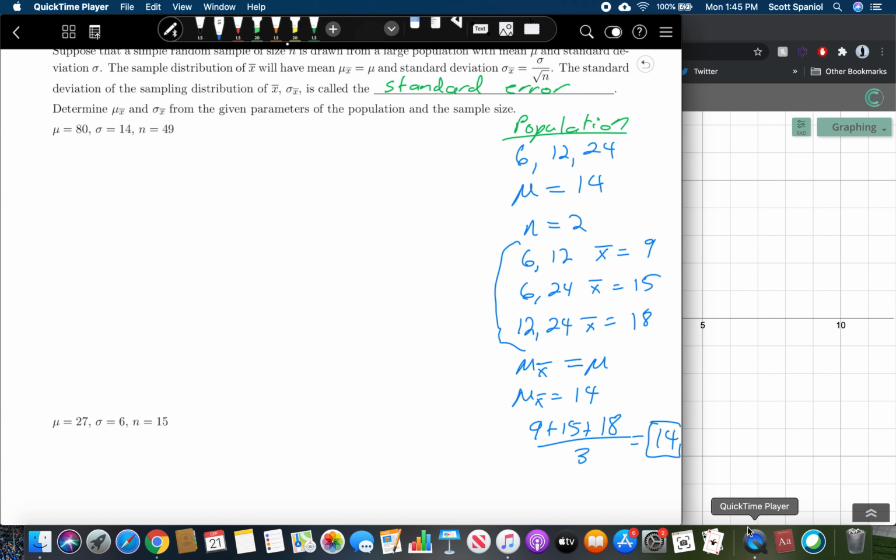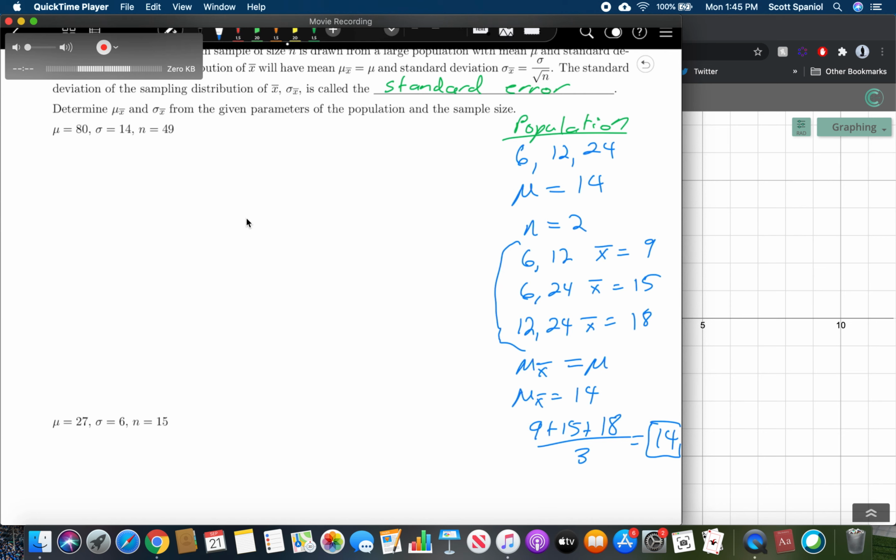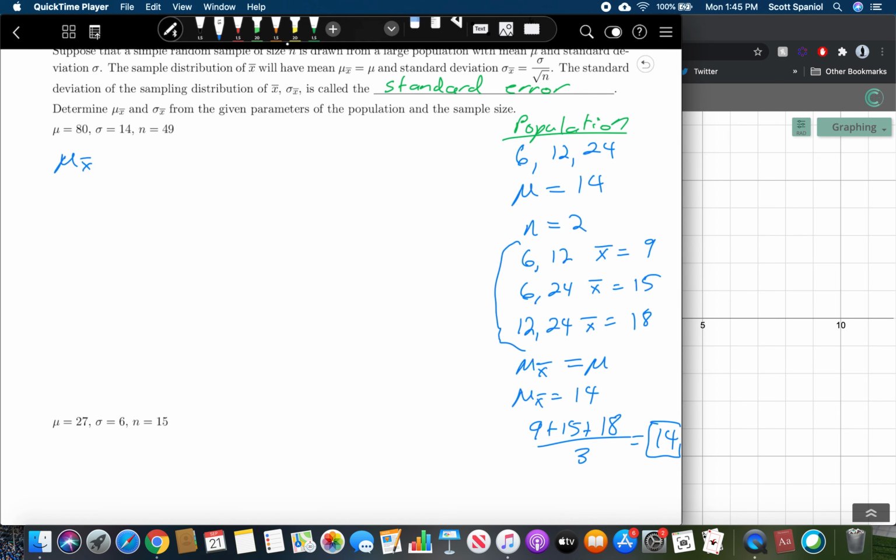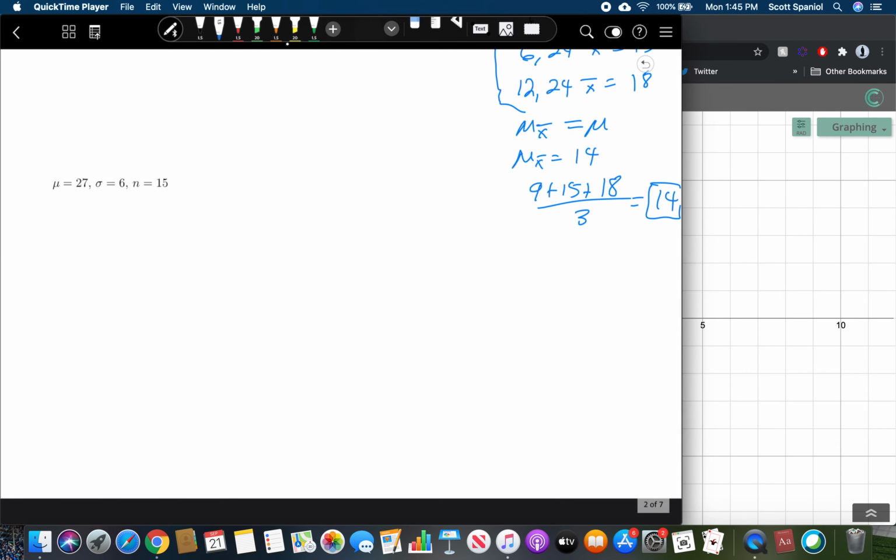So the way we do those calculations in general for large populations is the mean will be the same as the original, so that would be 80. And then the standard deviation of the sampling distribution is the standard deviation of the population divided by the square root of the sample size, which in this case, 14 divided by the square root of 49 is 2. So that's the idea of what we're going to be dealing with here. Why don't you go ahead and take a moment, pause the video, and find the mean and standard deviation for the sampling distribution with these parameters and sample size.